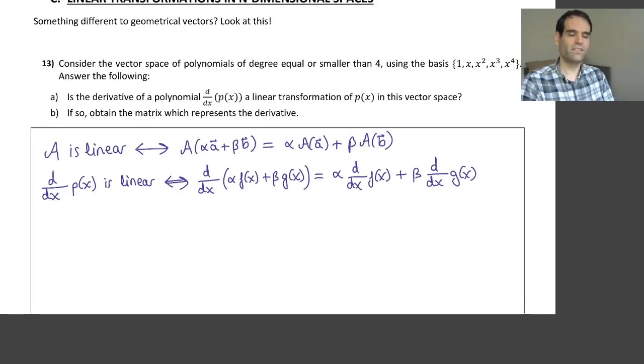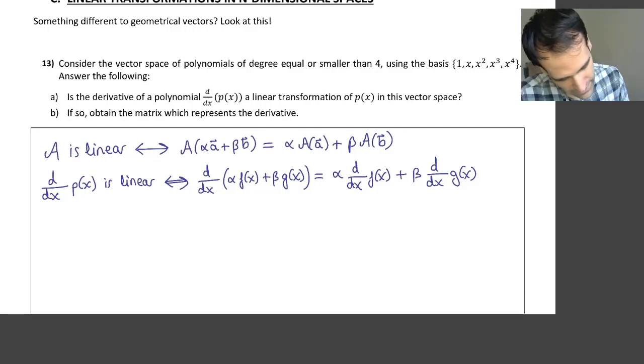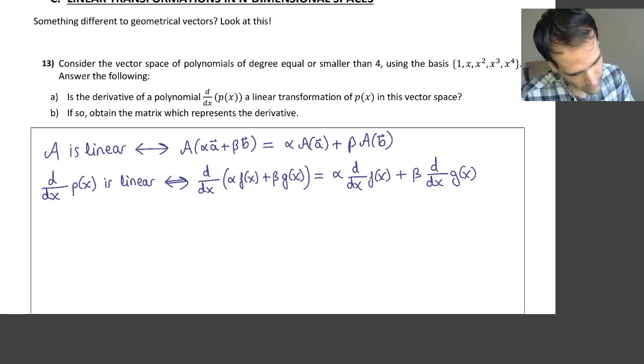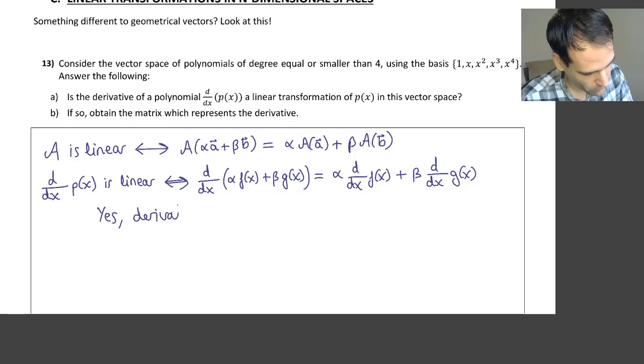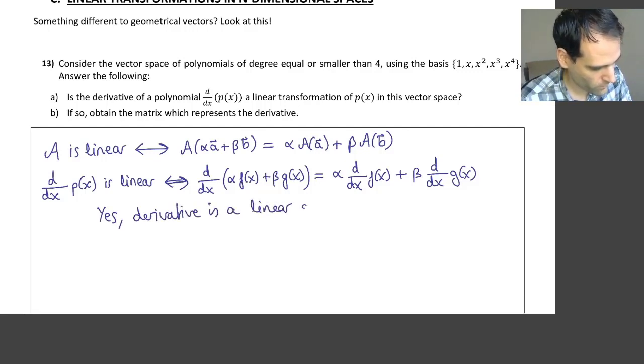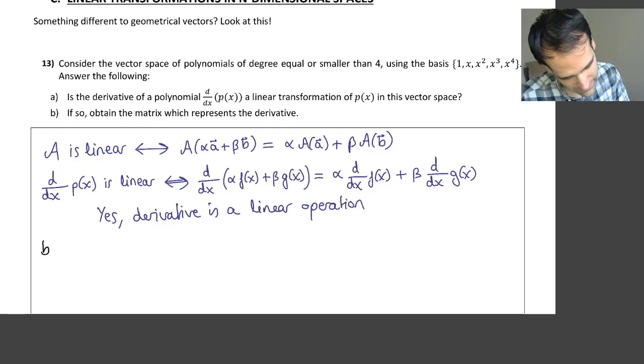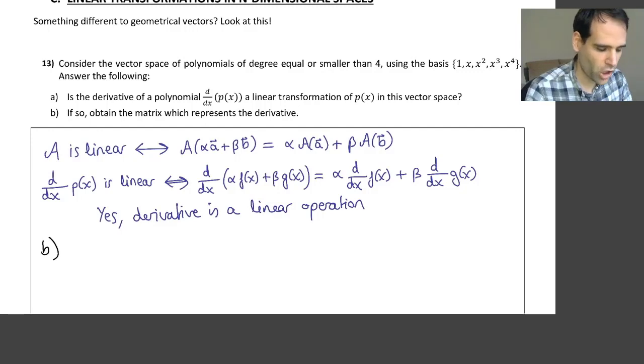Yes, it is. This is one of the rules of derivatives, right? They are a linear operation. So the derivative is a linear operation. Okay? So that's part A. So yes, the derivative is a linear operation. So now part B says, if so, obtain the matrix which represents the derivative.